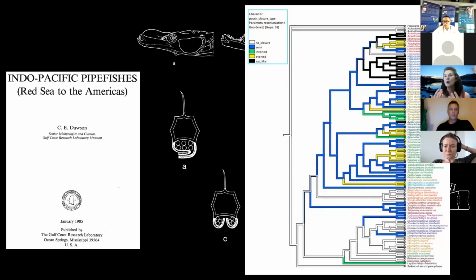They come and go. If these characters were diagnostic, you would want to see deep nodes that were all yellow or all blue or all black, deeper in the tree. And instead we see the opposite. We see this group of characters flip-flopping, turning on and off all across the tree. So it's an example of a morphological character that is not really helping us resolve those deeper nodes of the tree.